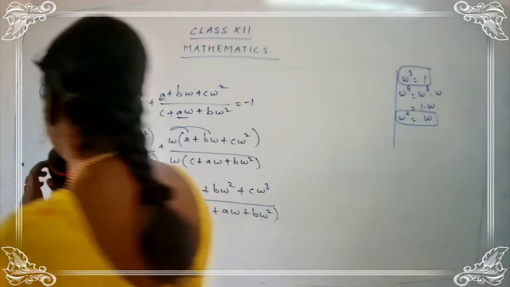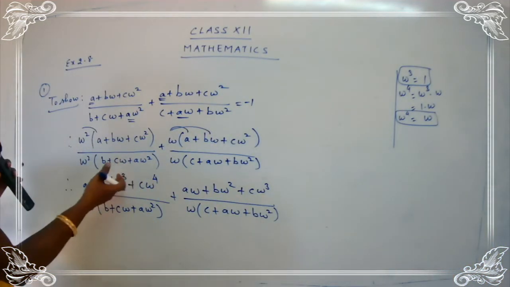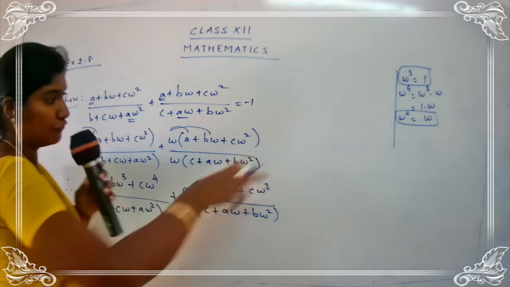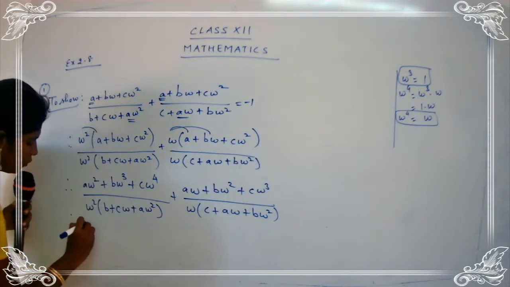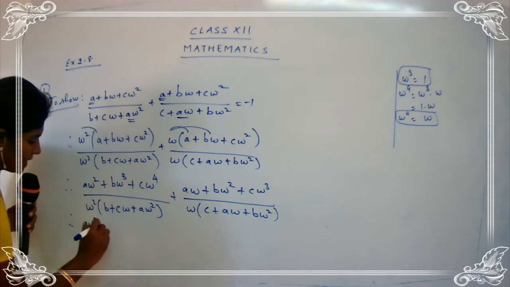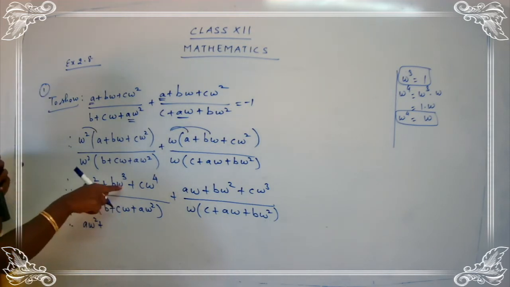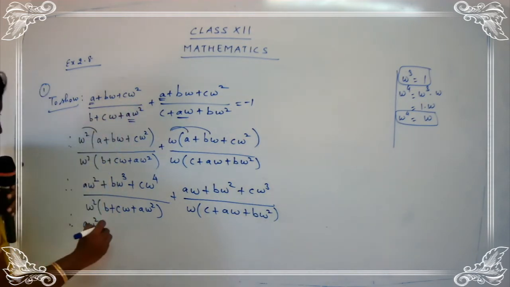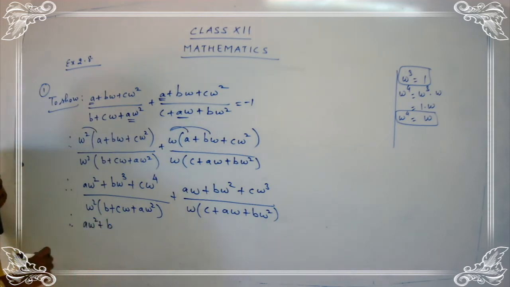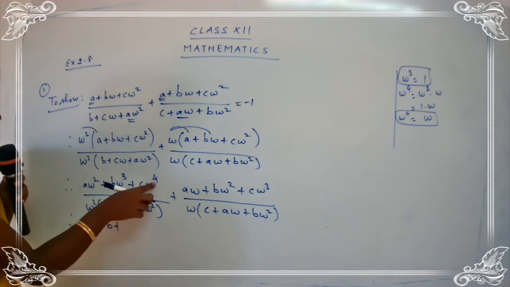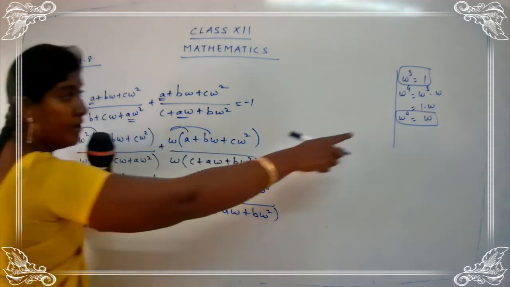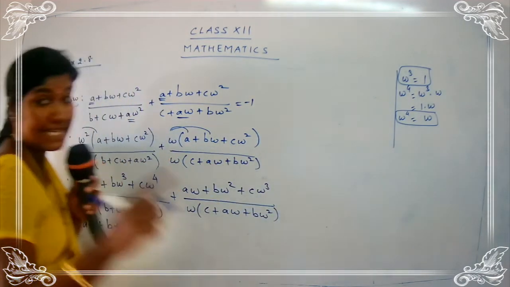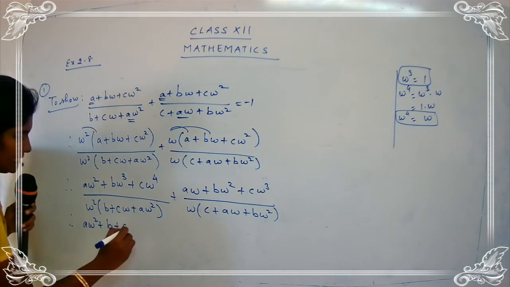Now what we are going to do is apply the value for omega cube and omega raised to 4 because we have found that. So I'll be getting here a omega square plus b omega cube. So what is omega cube? It's 1. So what is left here? B plus c omega raised to 4. What is the value for omega raised to 4 children? So omega raised to 4 will be replaced as omega. So this is c omega.